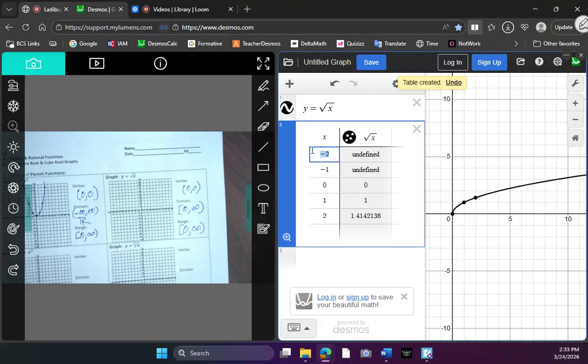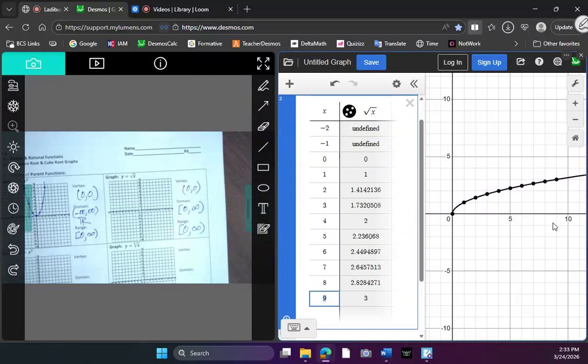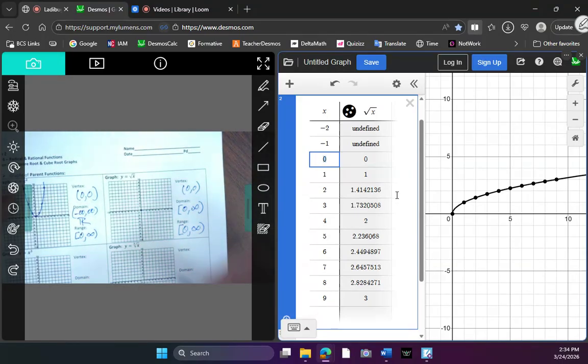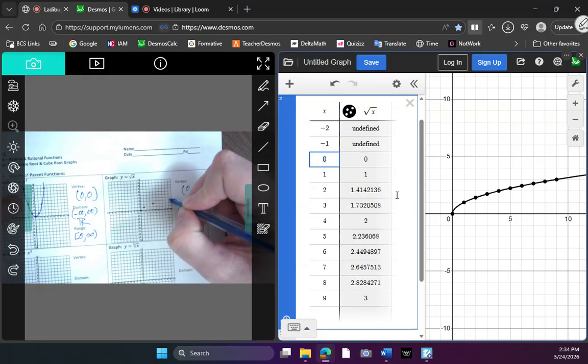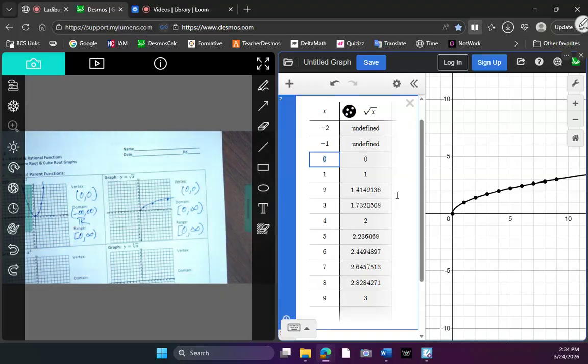You can't take the square root of negative numbers. That's why the left side is not here and why this is undefined. And I would only plot the points with whole numbers. I wouldn't do the decimal ones. You can, but they're just hard to graph. So we have 0, 0. We've got 1, 1. We've got 4, 2. And then we've got 9, 3. And that is what your parabola should look like.